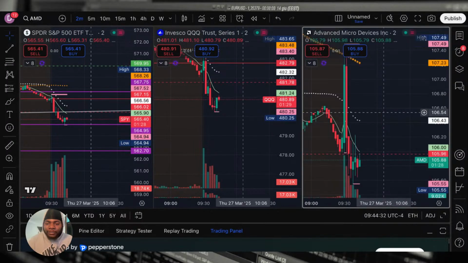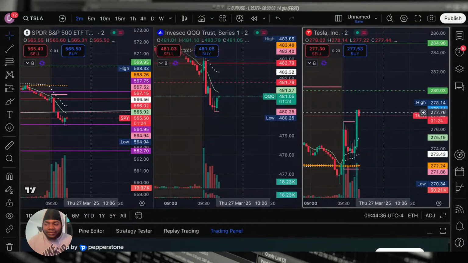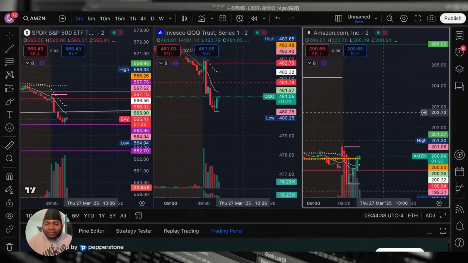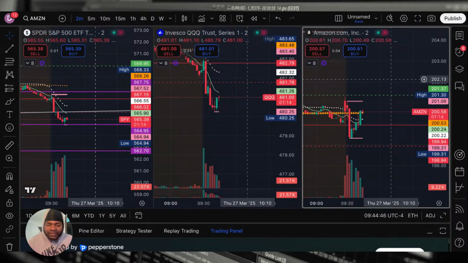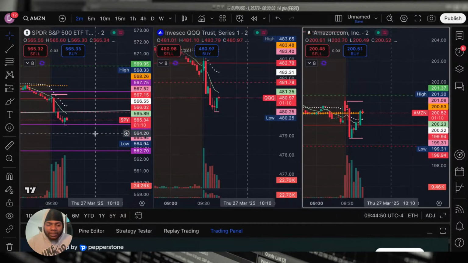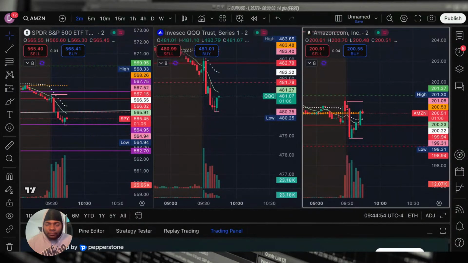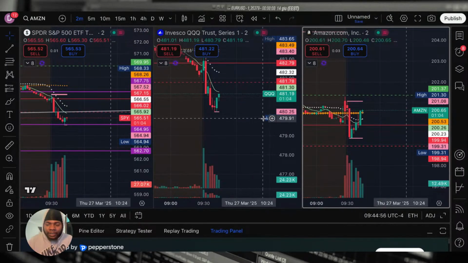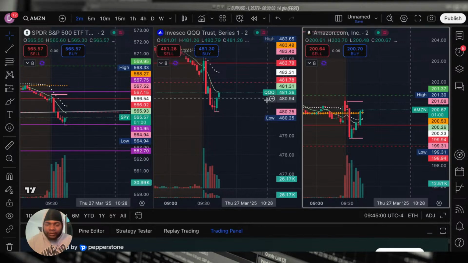Should have took my 12, huh? Should have had that scalp. It's all good though. SPY is sitting at a strong bounce level right now, but let's see if we can get through it. 9:44 on the clock. Hopefully we get rejected here.